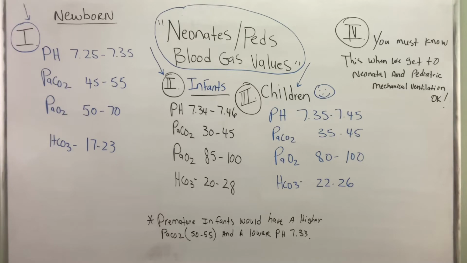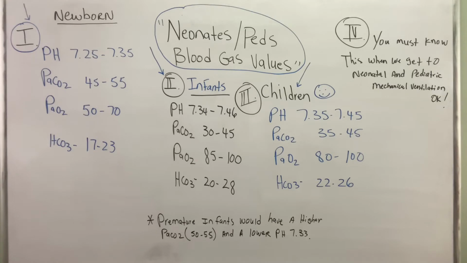The PaCO2 will run around 45 to 55. The PaO2 will run 50 to 70. And of course, the bicarb is 17 to 23. Now, remember, two of our life functions are being monitored here. The PCO2, ventilation, and the PaO2, that represent oxygenation. Okay, very important that you know these for newborn and the infants and neonate.